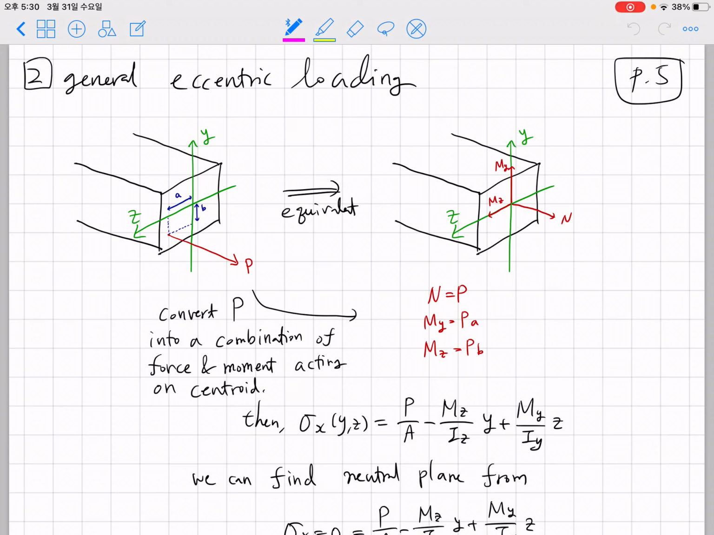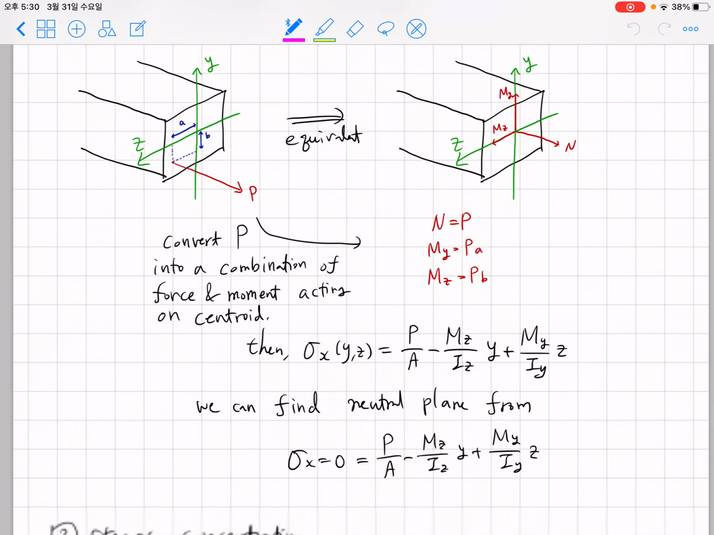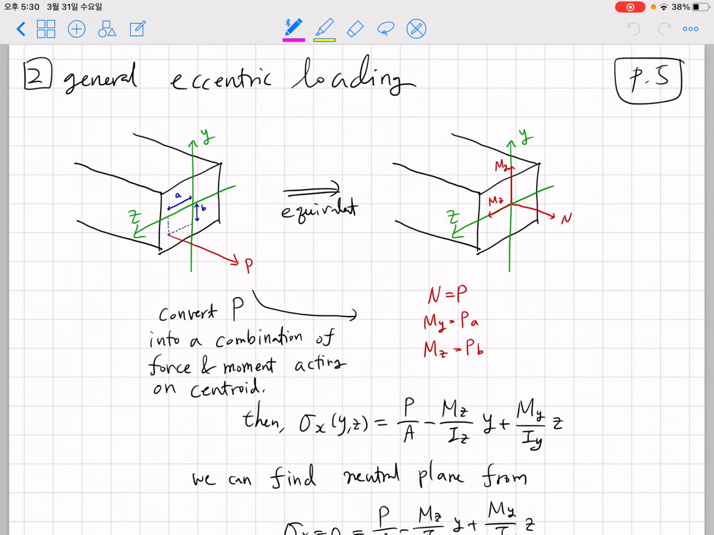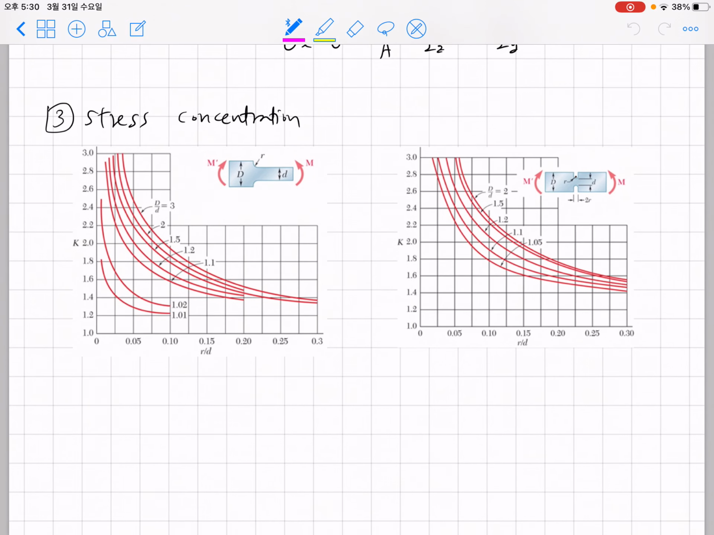And in the second video of today, I'll cover two topics: general eccentric loading and stress concentration, briefly. I don't think it's conceptually very new, so I'll just have a simple discussion about it, and you'll be able to figure it out by yourself. And regarding stress concentration, it's the same.